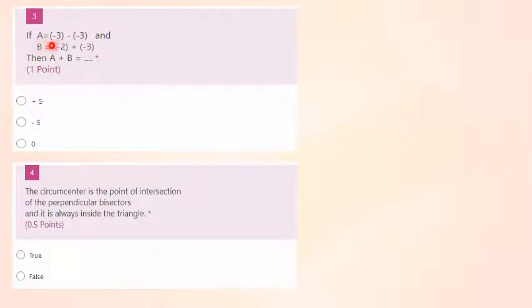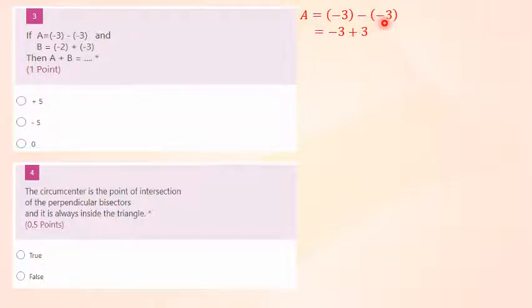Part 3. If A equals minus 3 minus minus 3 and B is minus 2 plus minus 3, I have to find the answer of A plus B. Let's solve each one alone. Minus 3 minus minus 3, the first step is to get rid of the parentheses. Here, plus minus 3, so it's minus 3. Minus minus, it's a plus 3. If I multiply the same sign by each other, for example plus plus or minus minus, the answer should be positive, while if the signs are opposite, plus minus, the answer should be negative.